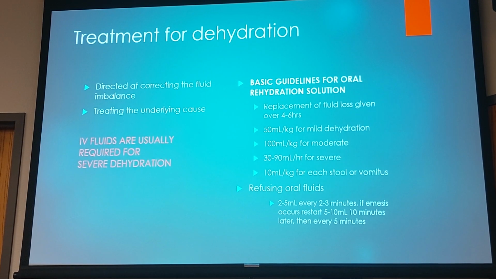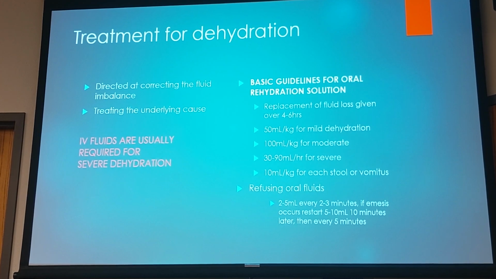We'll try PO fluids, that's for refusing oral fluid, 2 to 5 mils every 2 to 3 minutes. Again, usually it's like a teaspoon every 5 minutes. Like in the ER setting, they might just do a little bit, sips at a time. Let's see if they can keep that down, and that's part of that trial. We'll do that with them, and if they vomit again, then we might go ahead and do an IV. So they're gonna try oral first.